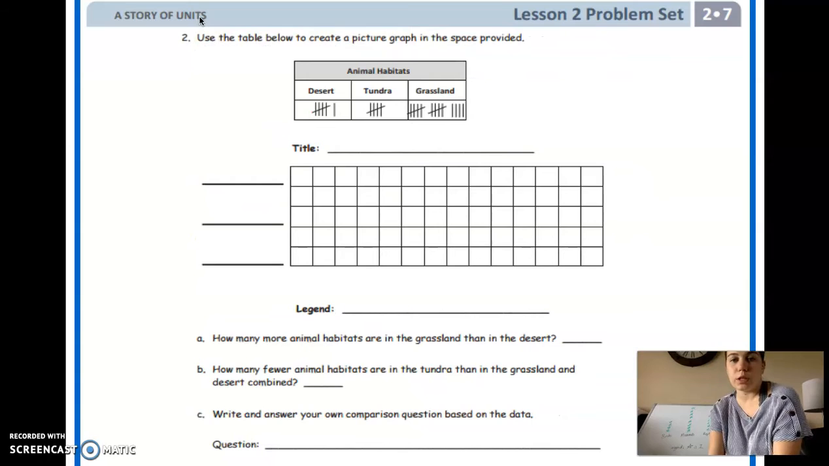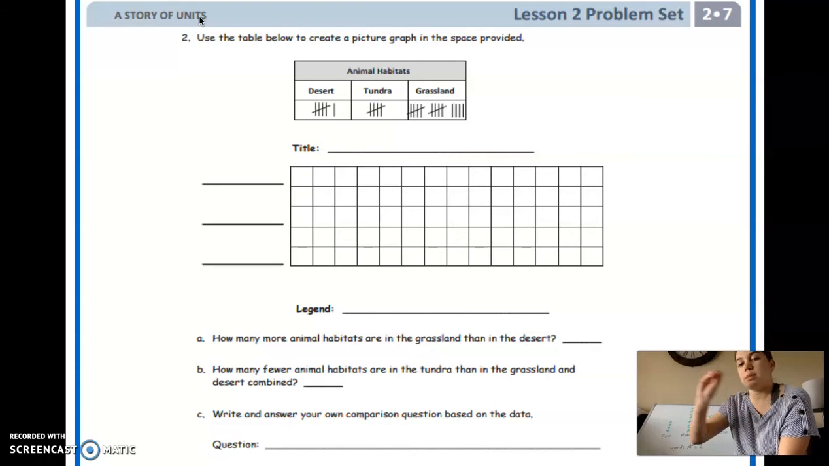And number 2, you're going to use that table to help you answer your questions, but this one is a little different because it goes sideways. So instead of drawing pictures to go up, you're going to want to draw them across. So the lines on the side, you're going to write desert, tundra, and grassland, and then you're going to draw pictures to go across. Then you're going to answer the questions below.